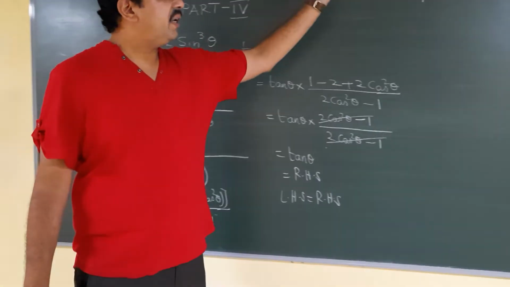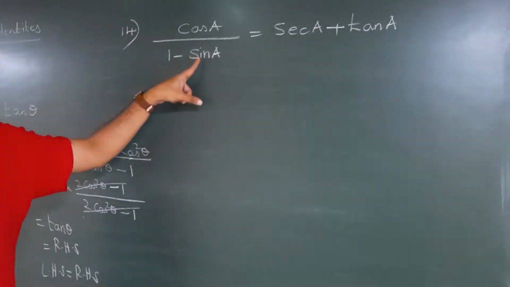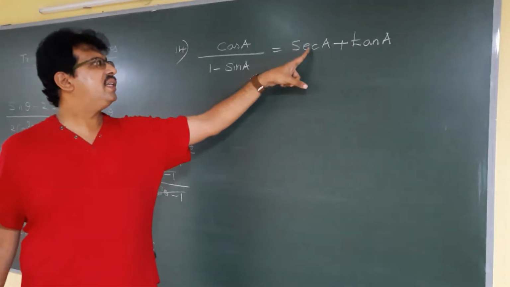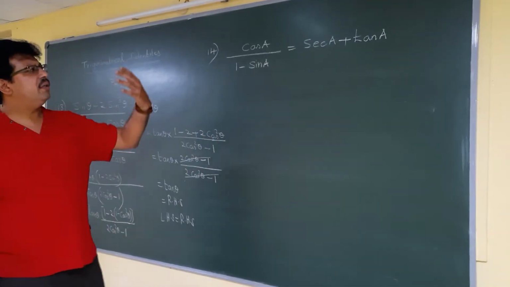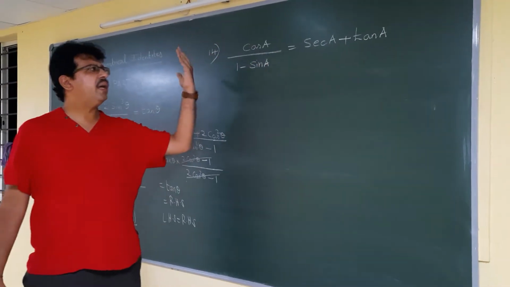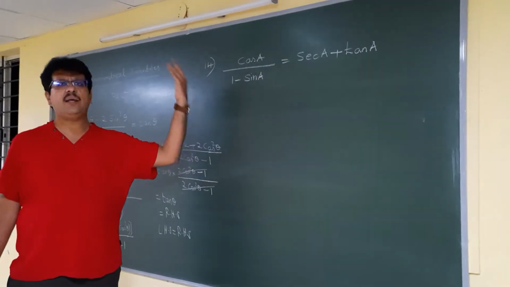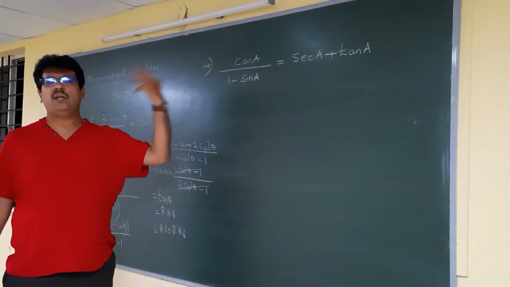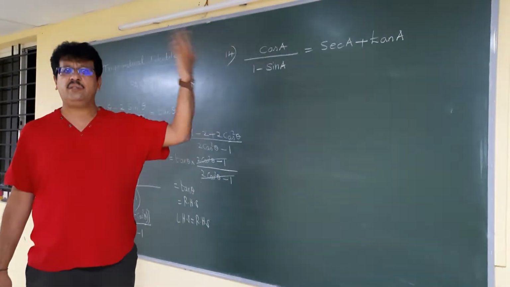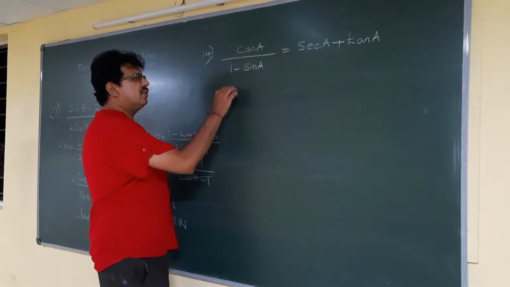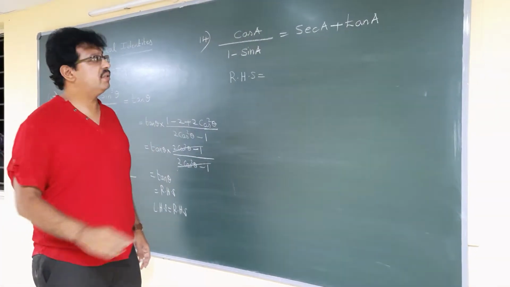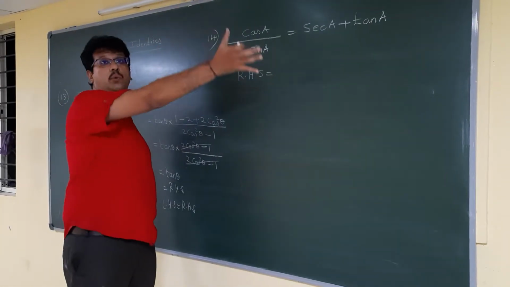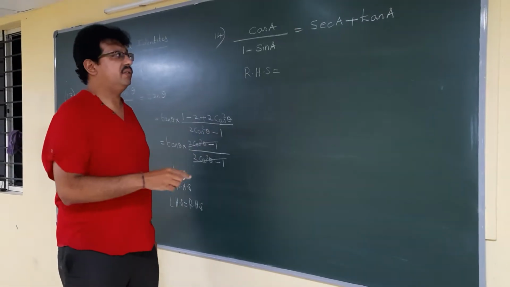So let us go for the next problem. That is cos A by 1 minus sin A, that is equal to secant A plus tan A. So in this problem also, either we can take the RHS and prove the LHS, or we can take LHS and prove the RHS. So you can do either way. I will take RHS and prove the LHS now. Both the ways you can prove, children. It's not necessary that you should take LHS and then prove RHS. I have taken RHS and proving the LHS now.